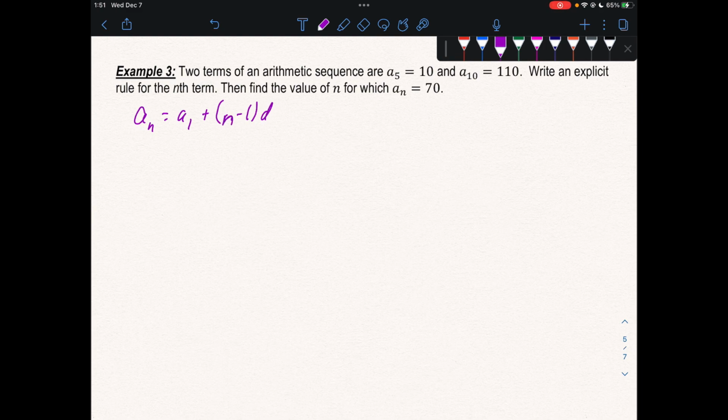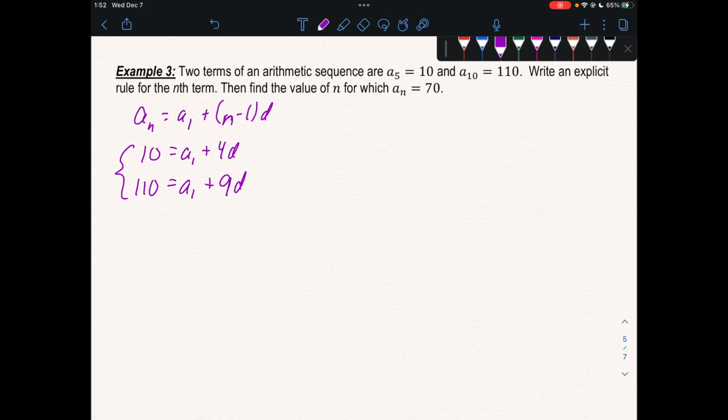Okay, so I'm going to put this one in. 10 equals a sub 1 plus 4d. Everyone okay with where I'm getting 4, I hope? 5 minus 1, right? So 4d. Then I'm going to put this one in. So 110 equals a sub 1 plus 10 minus 1, so 9d.